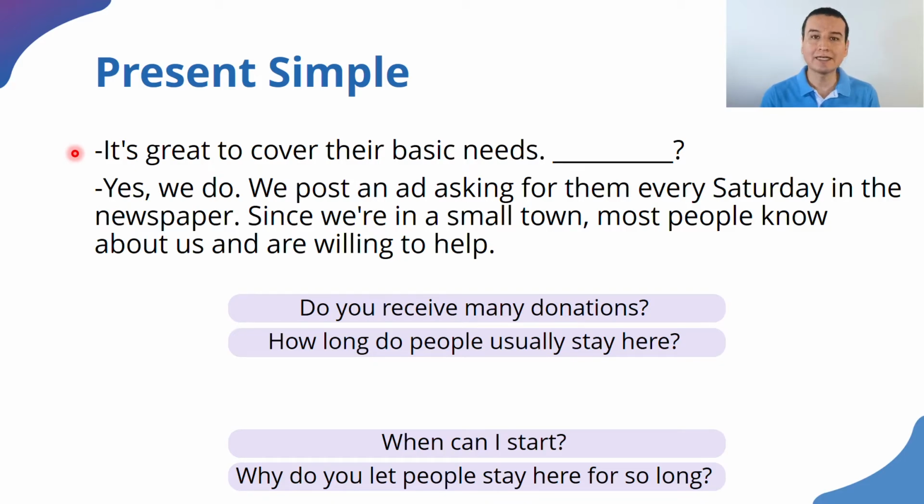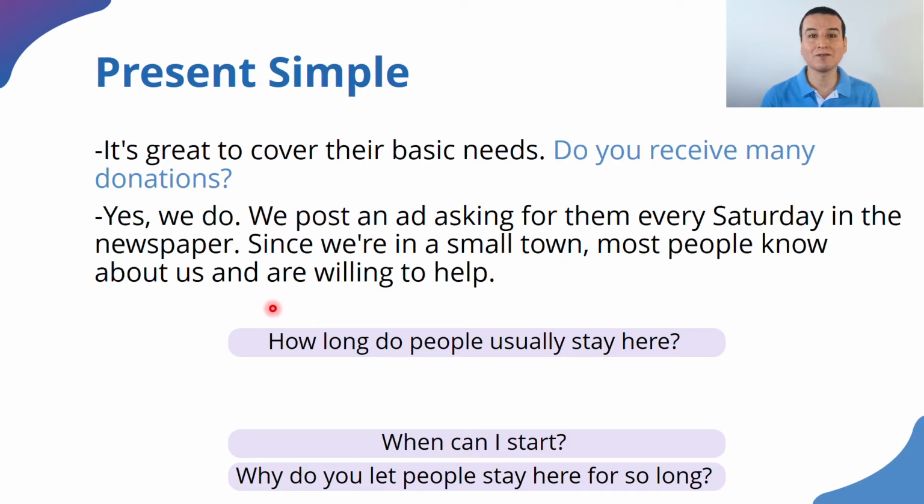Next conversation. "It's great to cover their basic needs." Question. "Yes, we do." So it's not asking for information. It's a specific yes/no question. "We post an ad asking for them every Saturday in the newspaper. Since we're in a small town, most people know about us and are willing to help." What are they asking about? Yes, if there are people helping. So the best question would be, "Do you receive many donations?"